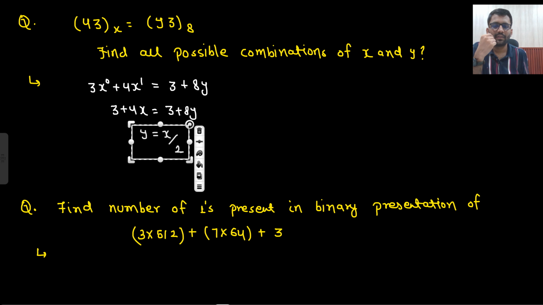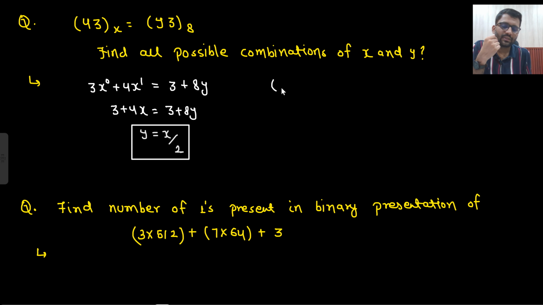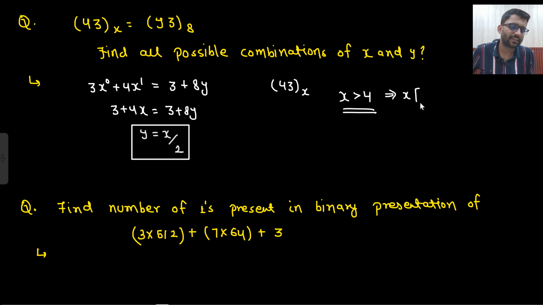But if 43 in base x is given, that means x has to be greater than 4. x has to be greater than 4, and x will be an integer for sure. That means x can start from 5, 6, and in that manner it can go.